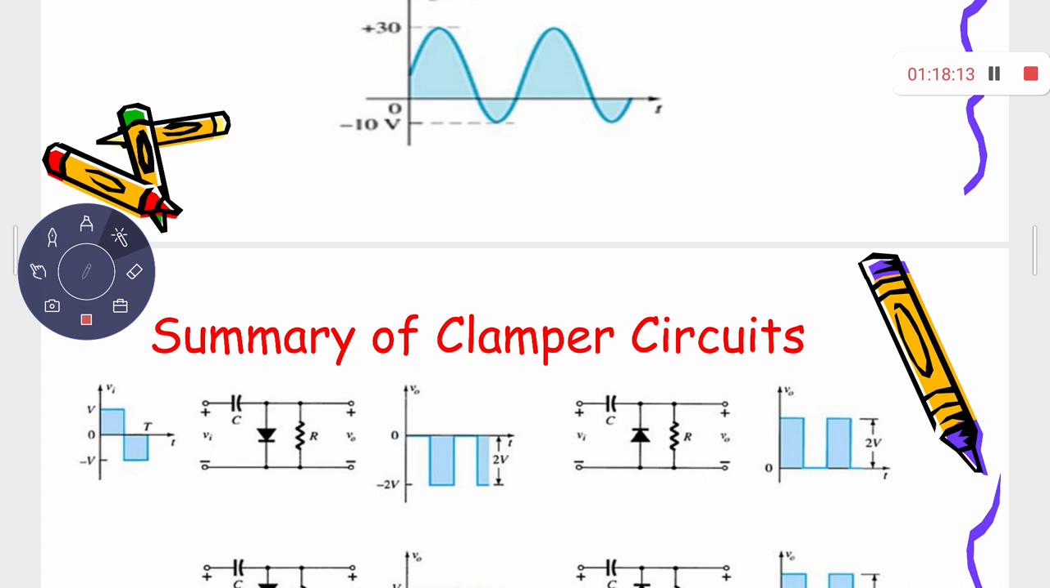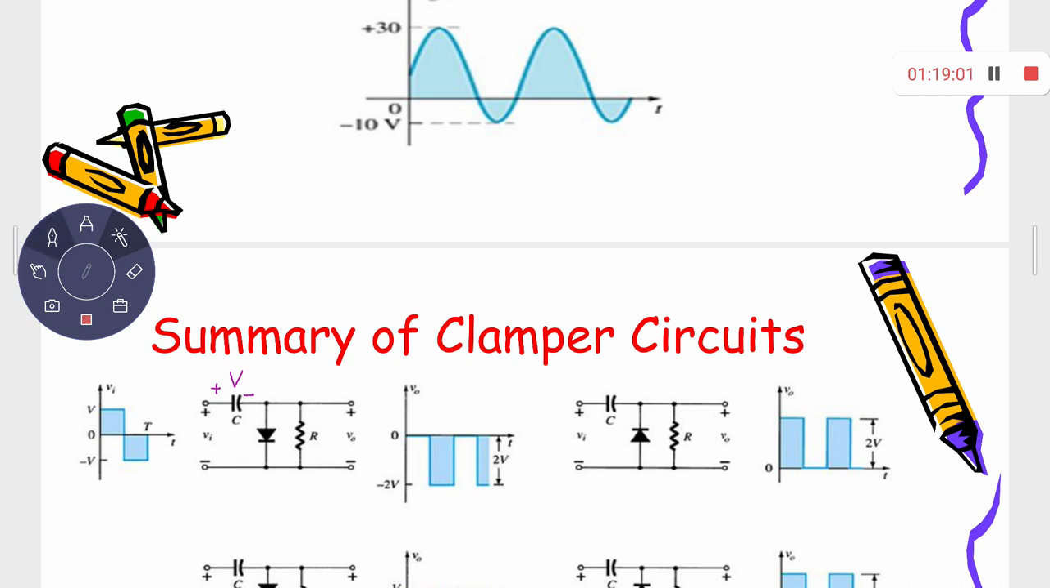So if you just observe this one, it's a clamper circuit, right? Negative clamper. And if the diode is ideal, you have plus minus V over there. Negative clamper, plus minus. So what will be your output VO? VO is nothing but VI minus V. Here you have plus minus, here you have plus minus.